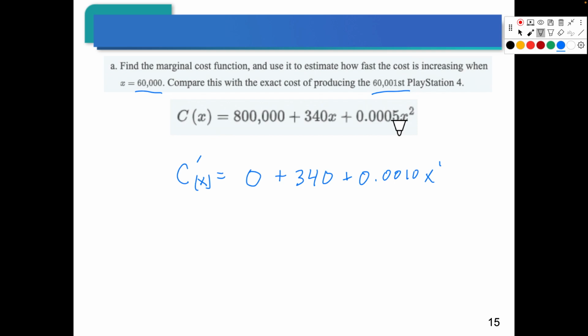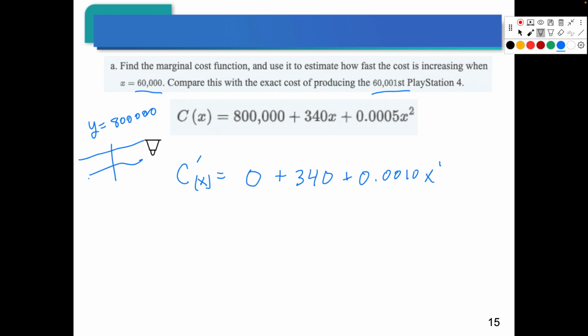So we have these, yes. So can you explain how you get 0 for the 80? Sure, because it's a constant, so there's no variable there. So if we think of it as a function, it's y equals 800,000. If we graph that as a function, we get a horizontal line at 800,000, right? The slope of a horizontal line is 0.